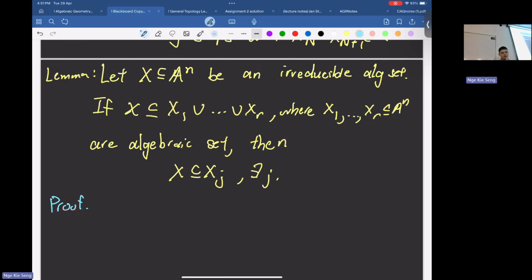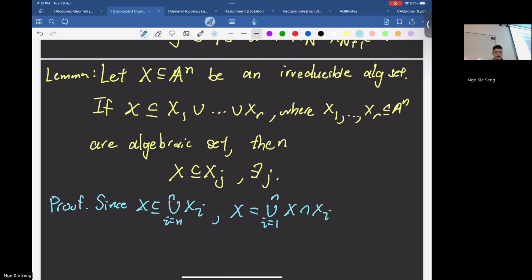So there are a few ways to prove this. You can use a contradiction, contrapositive, and so on. So let's prove it. Since X is in the union of these Si, right, then really we can write X equals the union of X intersect Si. But we know that X intersect Si are closed, like what we proved yesterday. If you take two algebraic sets and intersect them together, it is still an algebraic set. So it's closed.